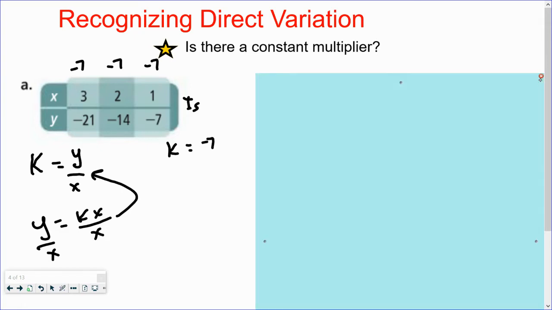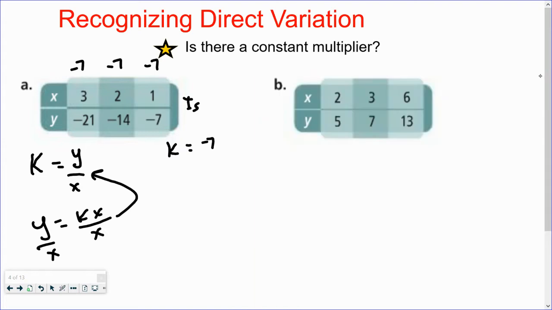Now, this next one. Again I do k is equal to y over x. In this case, the first one is 5 divided by 2. That's not very pretty, but we can deal with that. The next one is 7 divided by 3. Well, 7 thirds and 5 halves are definitely not equal. This is not direct variation.